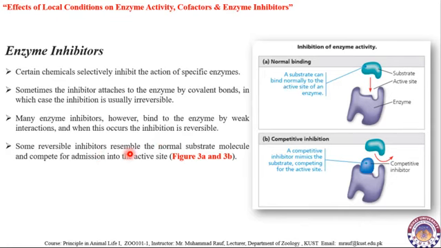Some reversible inhibitors resemble a normal substrate molecule and compete for admission into the active site. Now, the active site is that specific site in the enzyme where the substrate binds. So sometimes the inhibitor competes with the substrate for the active site. Obviously, when the substrate binds to the active site, the enzyme will catalyze the reaction. When the inhibitor binds at the active site, then obviously in that condition the enzyme cannot bind the substrate, and therefore this enzyme will become inactive.